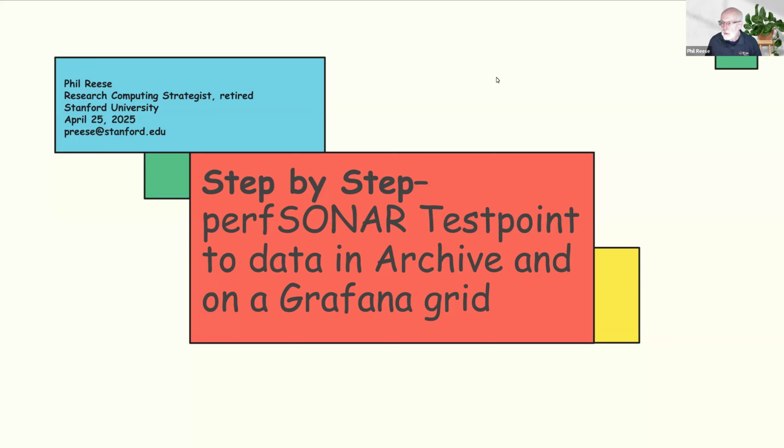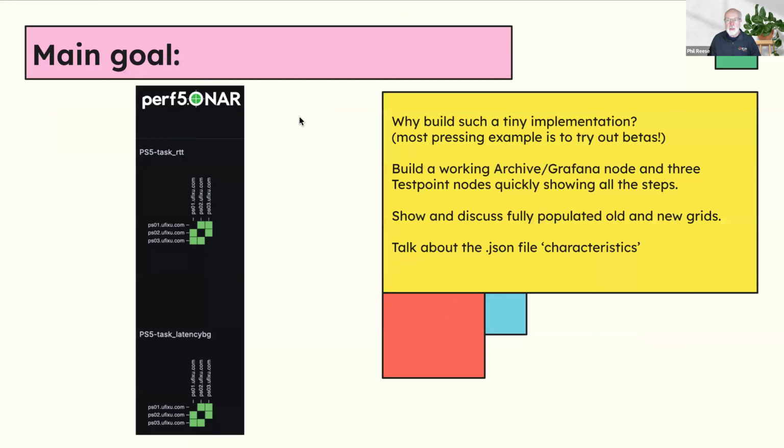Just to give you a breadth of what we're going to talk about today, and Jason is right, we're going to build a whole 3 test point system with archive and Grafana grid system and show you what the results are. I think you'll be interested in how it all comes together. The main goal is to get the thing on the left over here to show you a 3x3 grid and to show how that gets built.